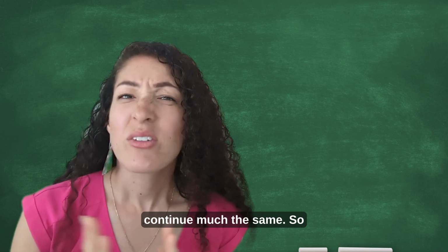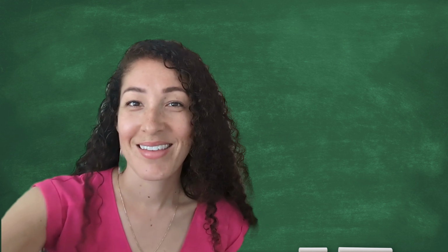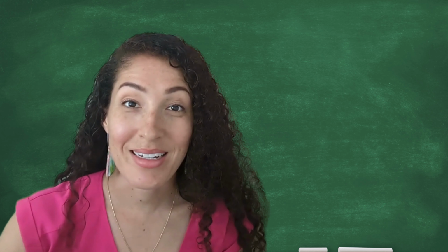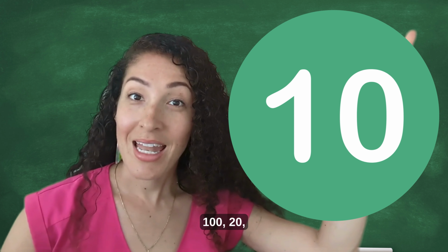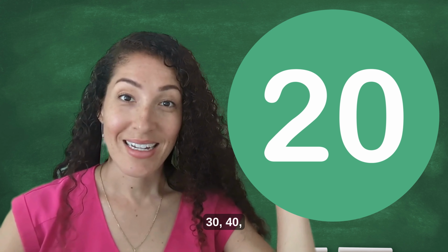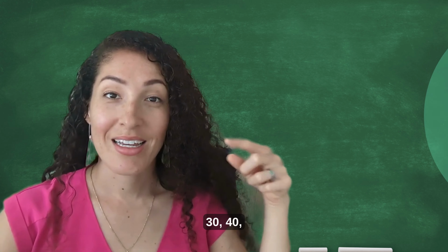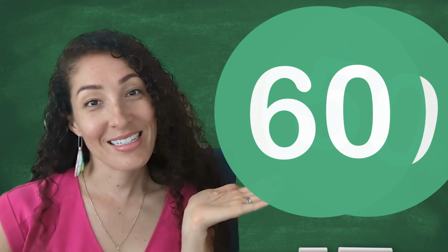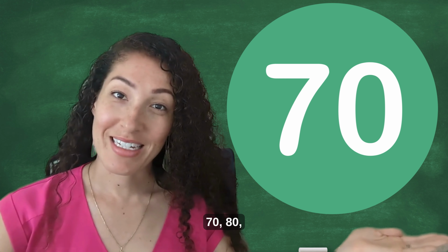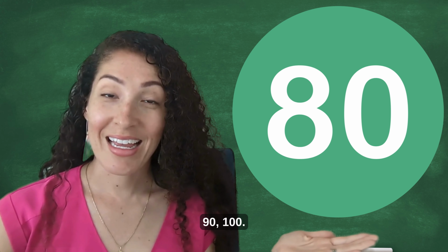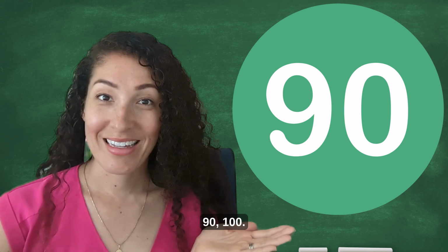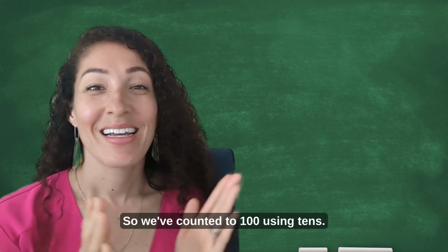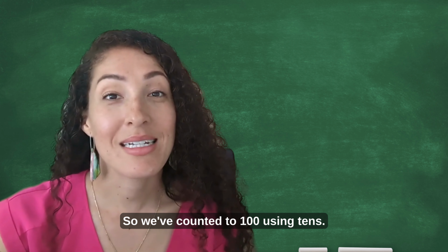So let's count by tens. So let's count by tens to get to 100. 10, 20, 30, 40, 50, 60, 70, 80, 90, 100. So we've counted to 100 using tens.